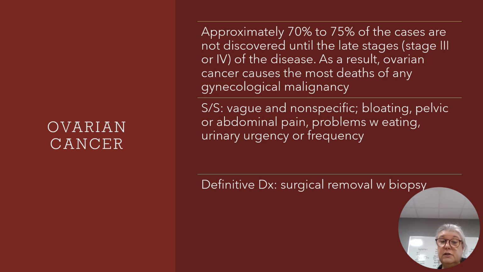Most procedures also include removal of the uterus, both ovaries and fallopian tubes. So total hysterectomy is what that is called. However, in rare situations where the patient wishes to retain their fertility with very early stage malignancy, total hysterectomy may be deferred and only the involved ovary removed. Medical management with chemotherapy follows surgical debulking.